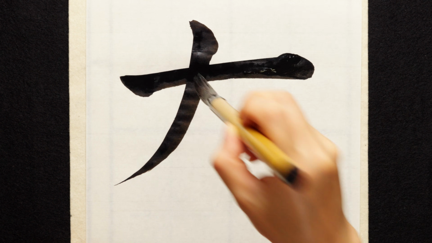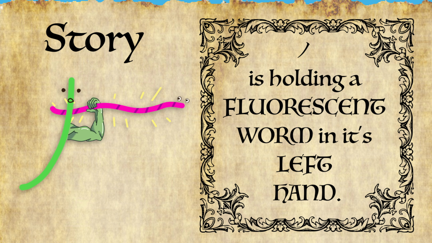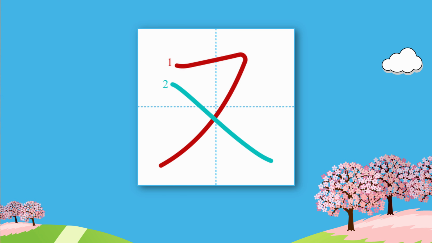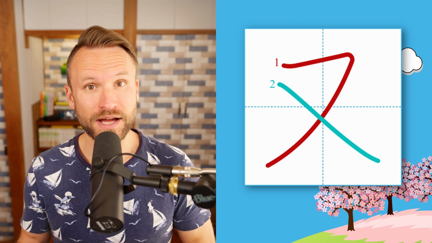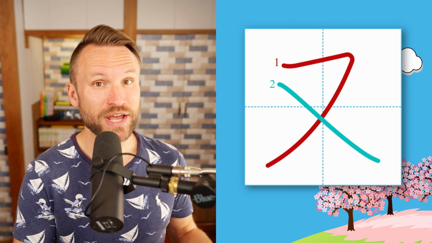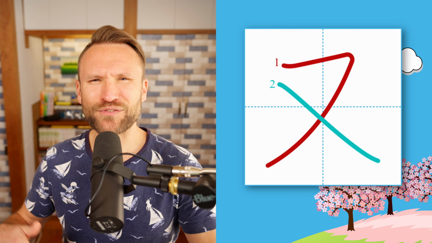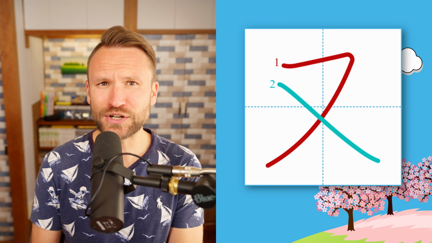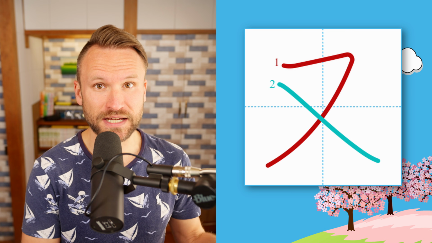Historically, this was a kanji. The end. For our story, we have no is holding a fluorescent worm in its left hand. This is actually a kanji, but it's not taught until JLPT N1 and Kanken level 3, so we're bringing it up here just as a radical for the next kanji.